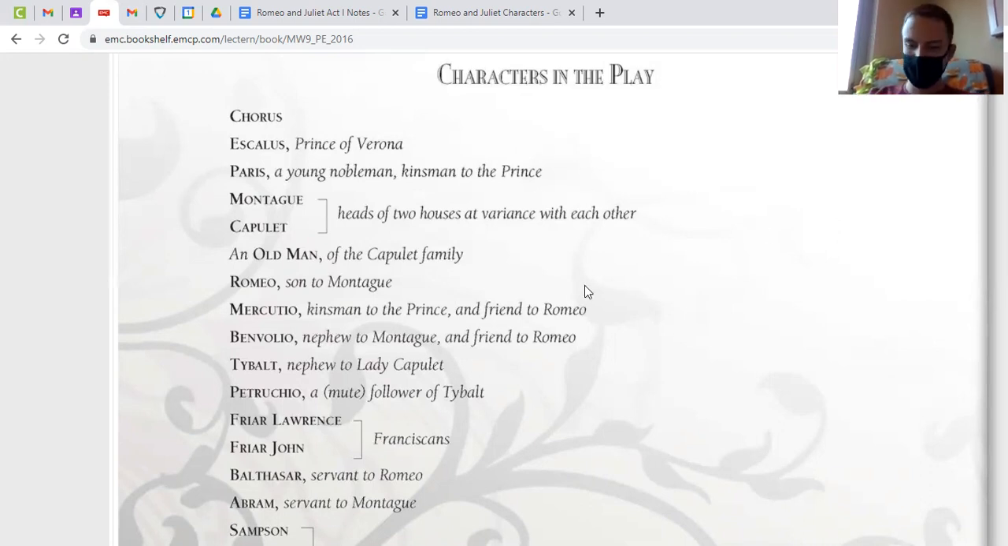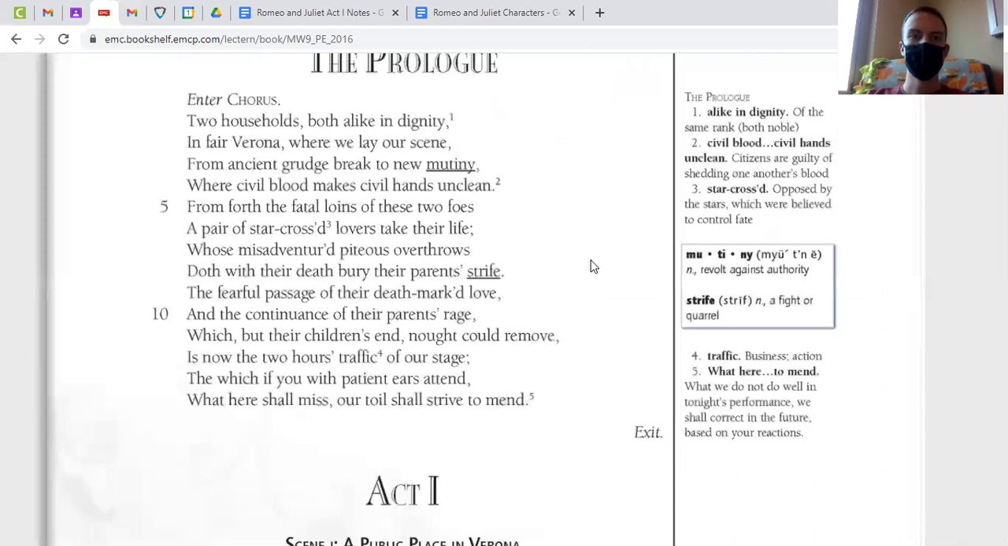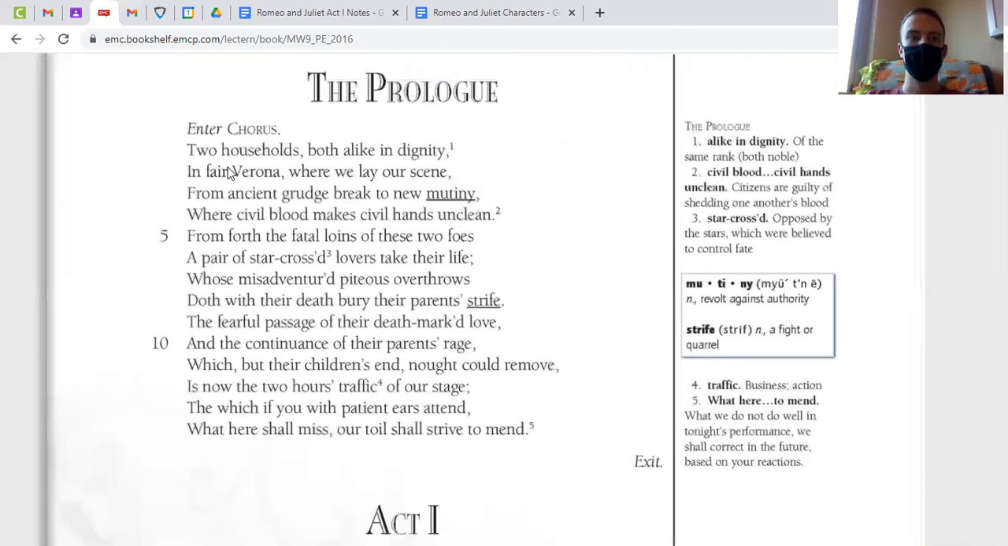So, characters in the play, like I said, we're going to skip over real quick. Jump right into the prologue here. This one I am going to read all the way through, just to go through what the expectation was.